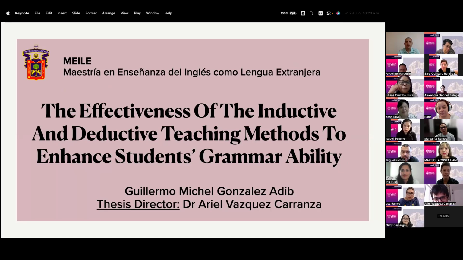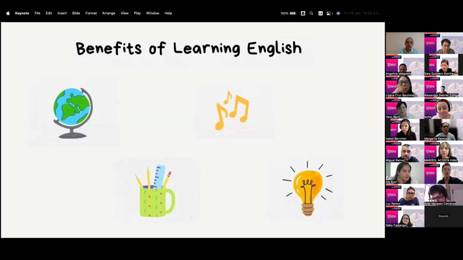First of all, the name of it is The Effectiveness of Inductive and Deductive Teaching Methods to Enhance Student Grammar Ability. Well, the first thing that I would like to mention is the benefits of learning English. Too many people say learning English is very important, but not too many people say why. So we can find a lot of benefits out of it. For example, the first one is that if we speak English, we are able to communicate in different parts of the world, no matter if you're in China, Japan, maybe in a country where English is not the native language. You can communicate because at the end you're going to find someone who speaks English.